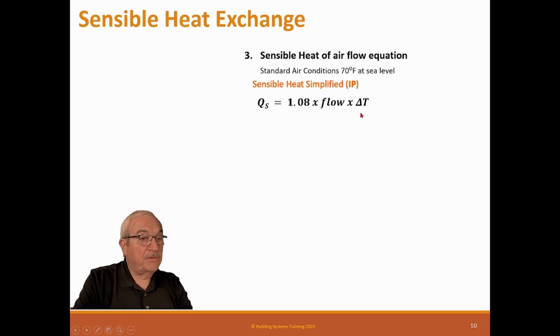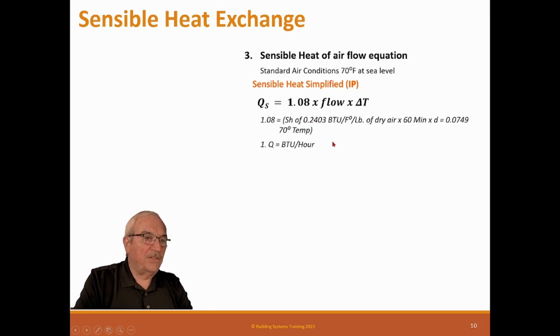Delta T is the temperature difference. And this 1.08 is created from the specific heat of air at 0.2403 BTU per degree per pound of air, times 60 minutes, times the density of air, which is 0.0749 at 70 degree temperature. So that's where that 1.08 comes from. And you can use it almost all the time unless you have non-standard conditions.